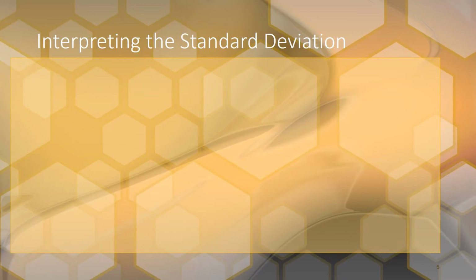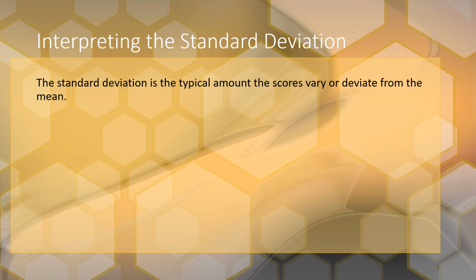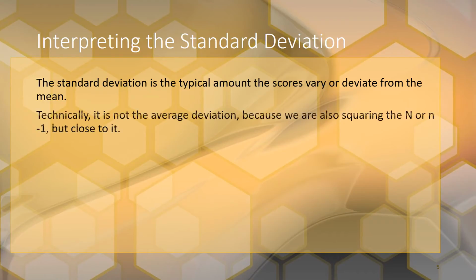Before, we talked about how variance wasn't interpretable, and so we're going to take the square root of variance to make it more interpretable. I'm going to talk a little bit further about how to interpret the standard deviation. Here's a definition of standard deviation. The standard deviation is the typical amount the scores vary or deviate from the mean.